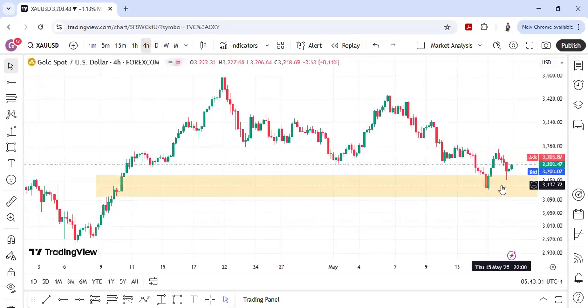On 4 hours time frame, I don't want to see this high violated, okay? But if it violates it and sweeps, then rejects, that'll be fine as well. The structure I'm seeing here is a bearish structure.